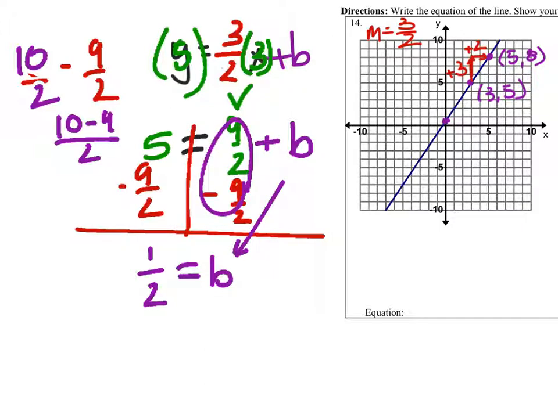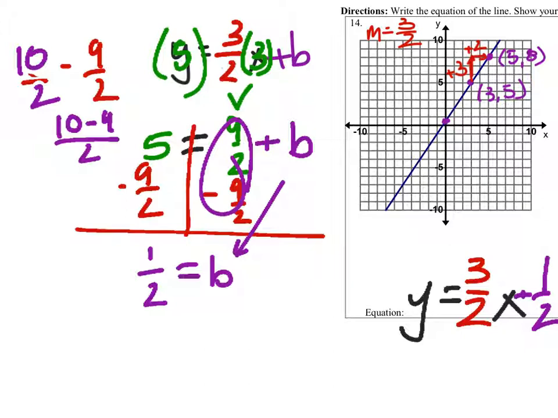Now that we have the b value, we should be able to write this equation. y equals mx, and we know the m is 3/2, and then the y-intercept was 1/2. There it is.